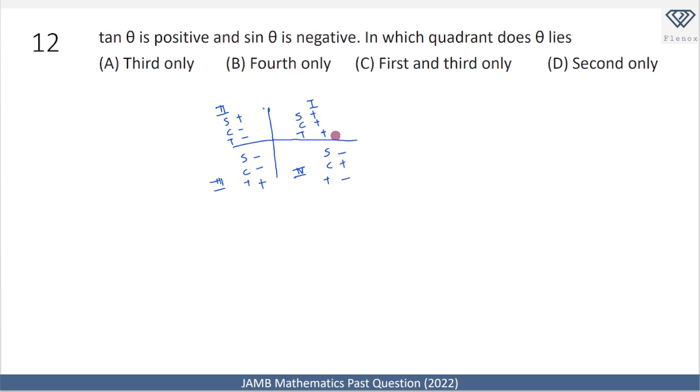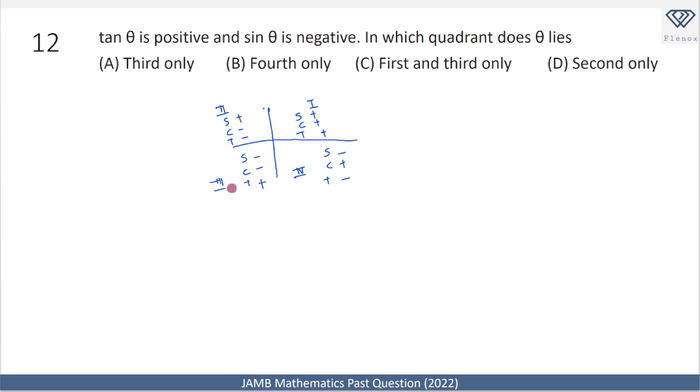So if tan is positive and sine is negative, in which of these quadrants do we have sine as negative and tan as positive? Now, if you look carefully, we're going to see that that is only the case in our third quadrant, where you have sine as negative and tan as positive.